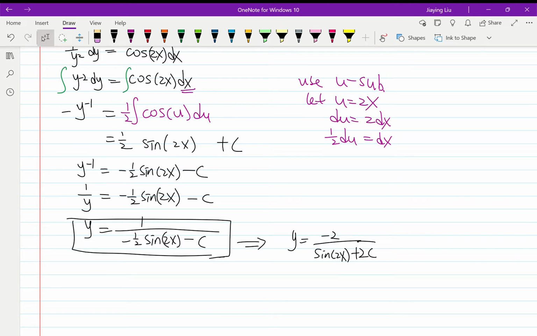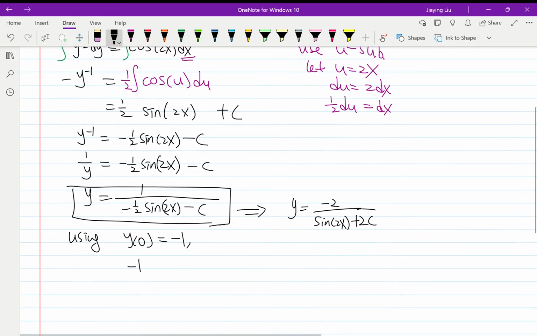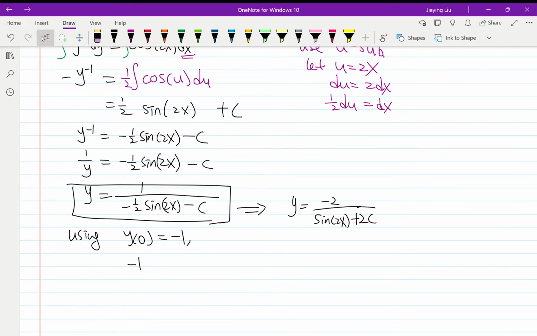So the next step is using the initial condition to find the c. So using y of 0 equals -1, put in there. So you get -1. It doesn't matter which one you use, right? I'm using the one on the left, but you probably prefer to use the one on the right. It doesn't matter. So -1 equals 1 over -1/2 sine 2 times 0 is 0 minus c, still in the denominator.